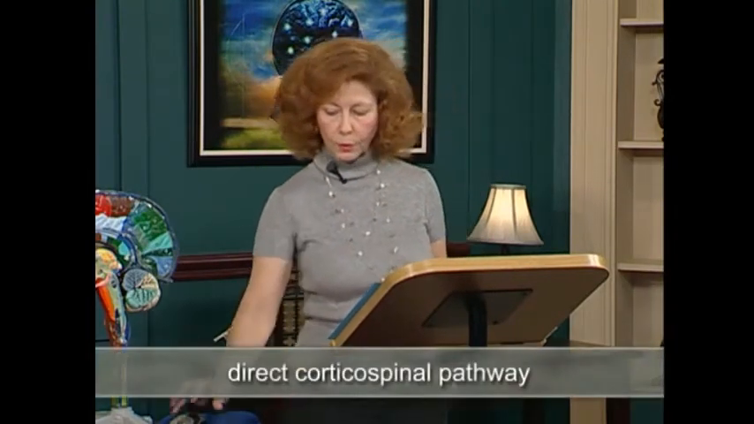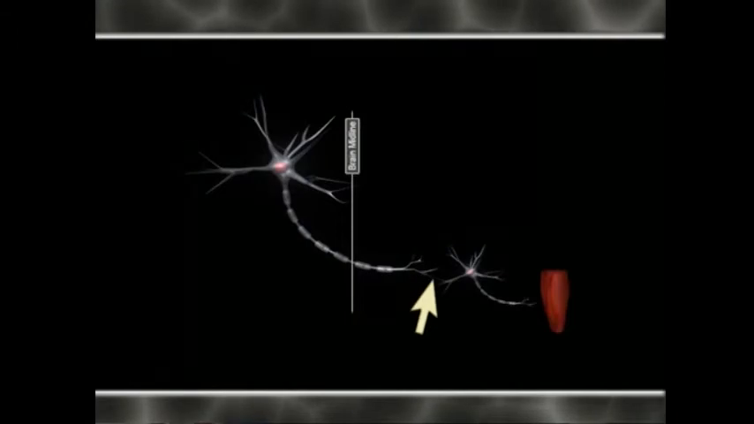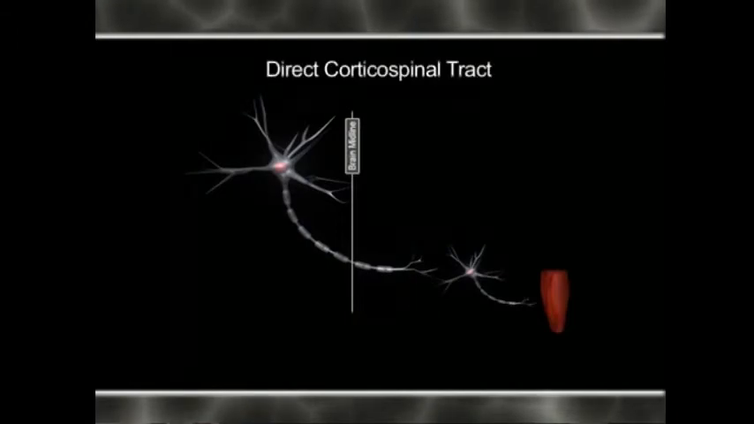This is referred to as the direct cortical spinal pathway. And the reason for that is obvious. Here's your neurons in some area of motor cortex, and these axons project directly to the spinal cord. So we call it the direct corticospinal tract.